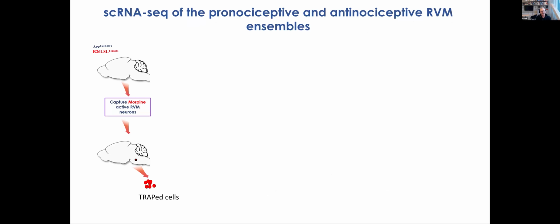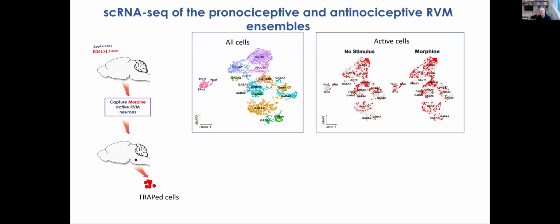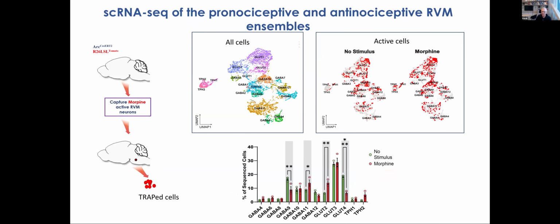So now we captured the neurons that were activated by morphine and single-cell RNA sequenced them. So we placed them back into the atlas, basically. And when we did that, we found that 4 cell types showed differences in capture. 2 cell types increased capture, and 2 cell types showed a decreased capture. And we focused on these GLUT2 neurons here, because those neurons, I'm not showing you that, but they had the strongest projections to the spinal cord.